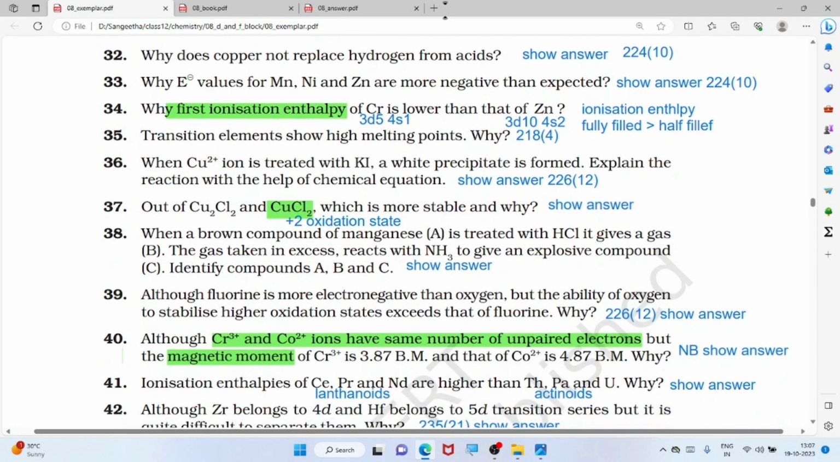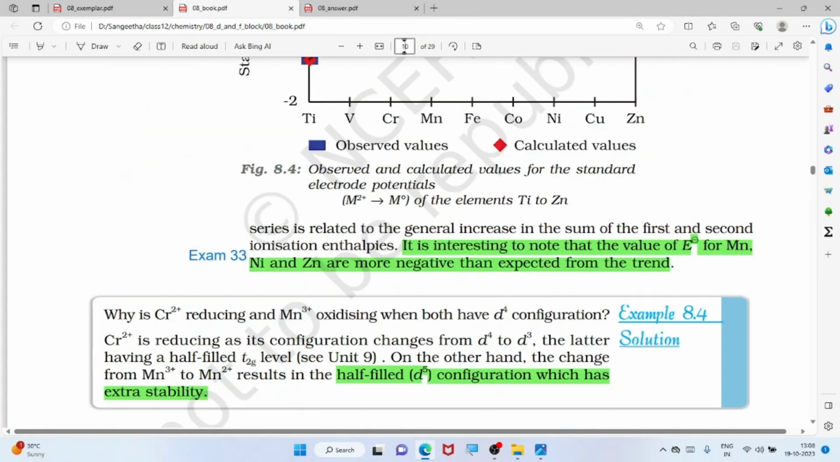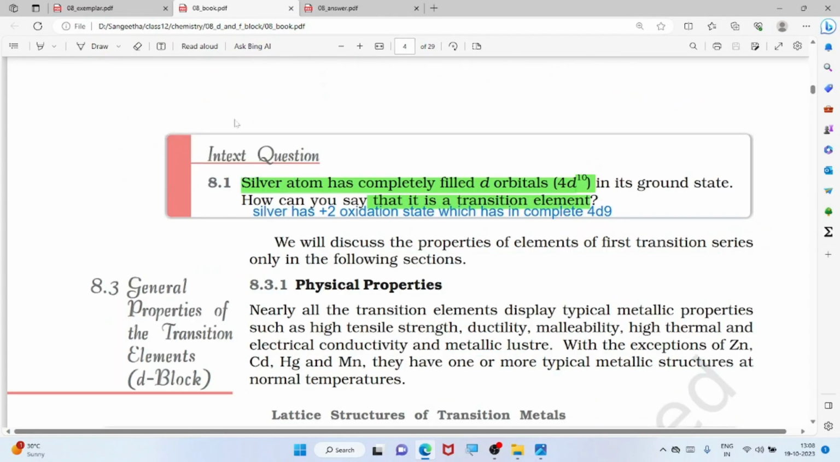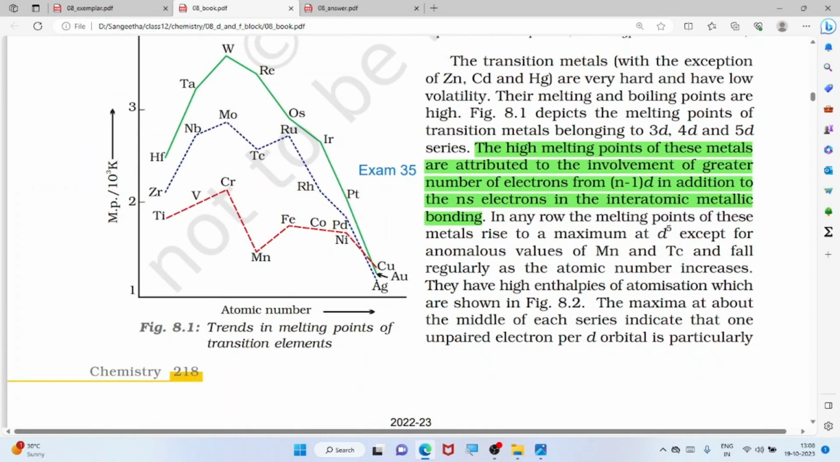Transition elements show high melting points. The high melting point of the metals is attributed to the involvement of a greater number of electrons from the (n-1)d orbitals in addition to the ns electrons. Okay, a greater number of electrons are involved from this orbital in addition to the ns orbital.